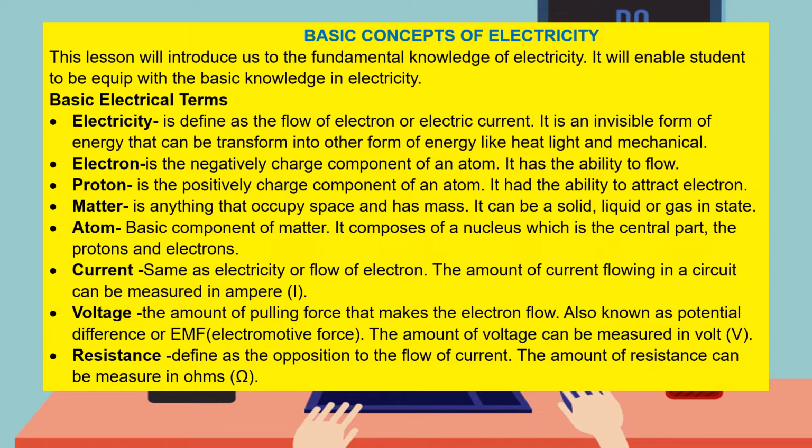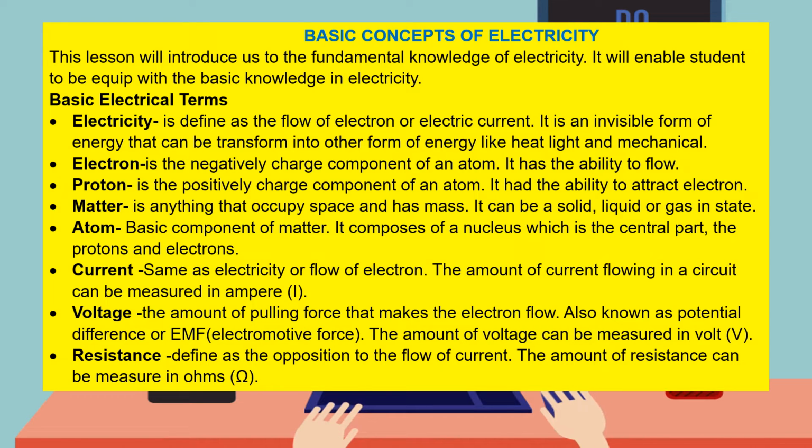This lesson will introduce us to the fundamental knowledge of electricity. It will enable students to be equipped with the basic knowledge in electricity. Basic electrical terms. Electricity is defined as the flow of electron or electric current. It is an invisible form of energy that can be transformed into other forms of energy like heat, light, and mechanical. Electron is the negatively charged component of an atom.